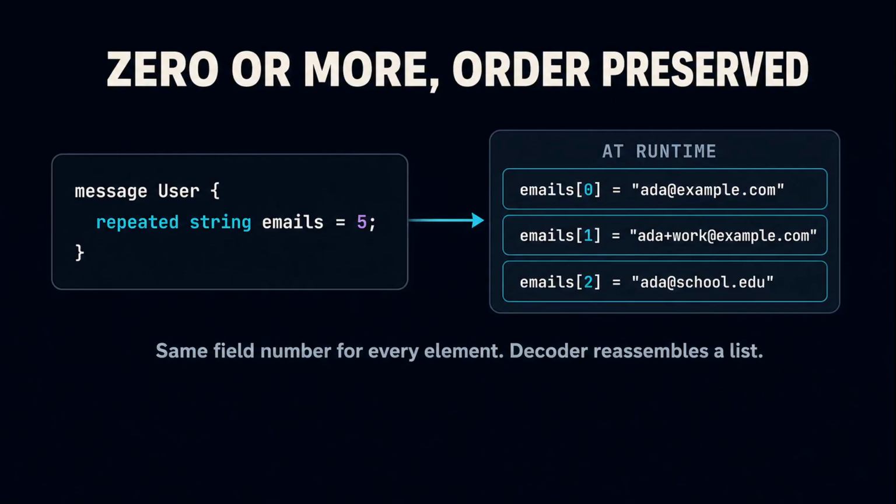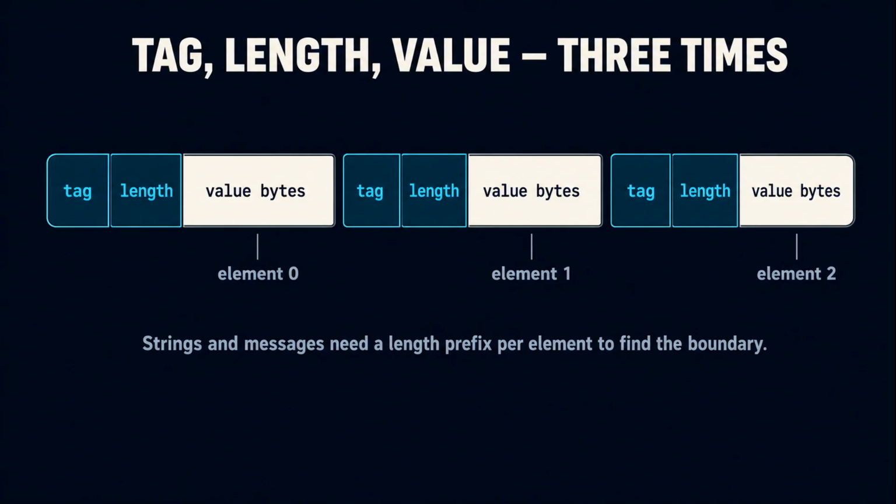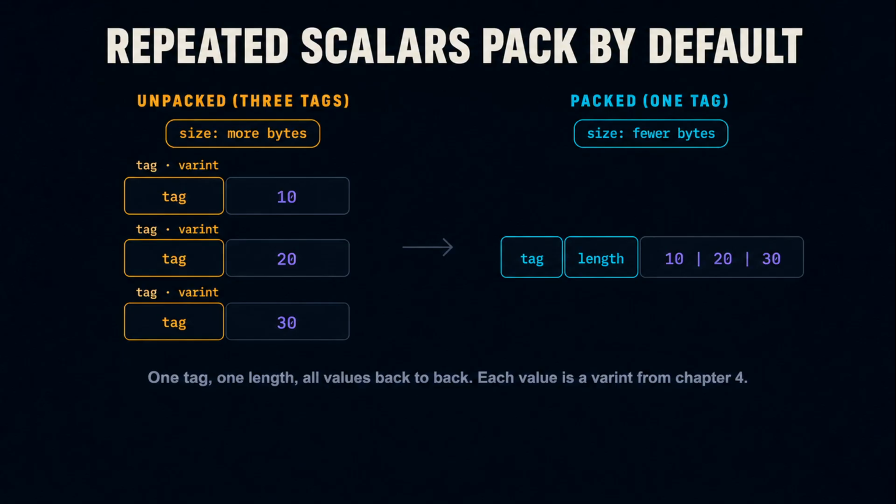Same field number, many values. On the wire, the encoding depends on what the elements are. For messages and for strings, each element gets its own tag length value entry, and they all share the same field number. The decoder collects every entry it sees with that number and assembles a list, preserving the order they appeared in. There has to be a length prefix on each one, because a string or a message has no fixed size. Without the per element length, the decoder would not know where one element ends and the next one begins. One tag per element, lengths everywhere.